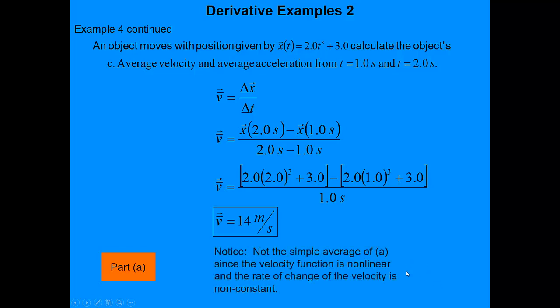So the simple average isn't the actual average velocity. The velocity function's nonlinear. The rate of change of the velocity is non-constant. Another way of saying that, of course, is the acceleration is non-constant. Remember, it was a function of time.